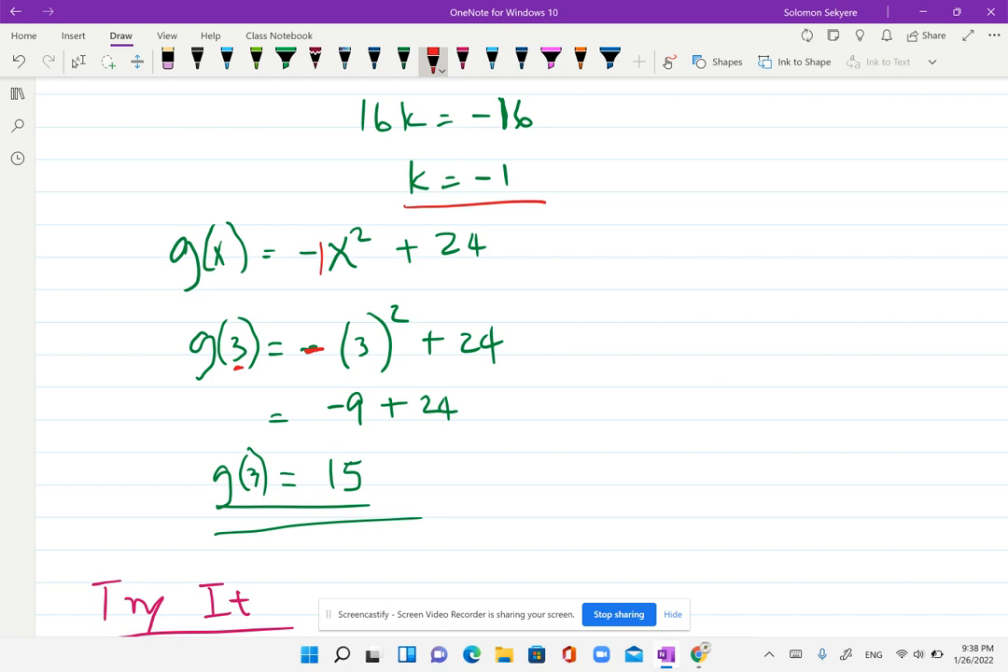is 15. Okay, so pay attention. Negative 3 squared and negative of 3 squared. These are two different things. This is 9. This is negative 9.